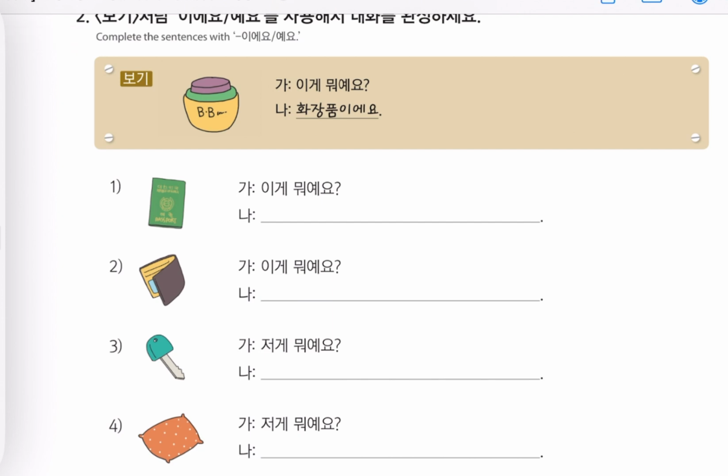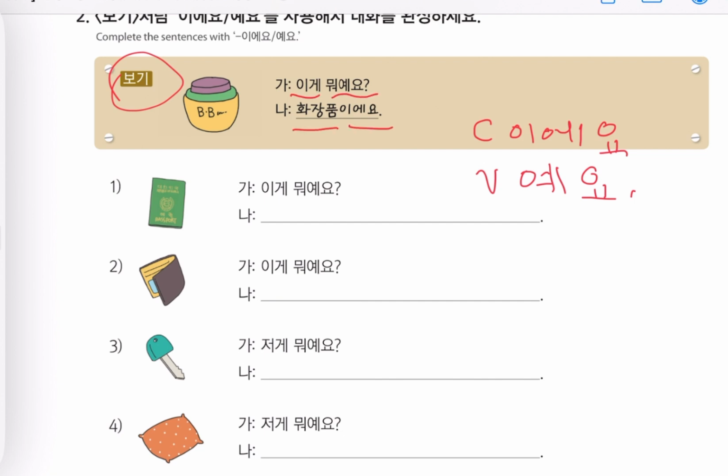If the last letter ends with a consonant, then we add EAO. If a vowel, then we only add YEO. Okay. Now, Ige Moyeo, what is this thing? 화장품 EAO. The last letter is a consonant, then EAO. These are cosmetics.